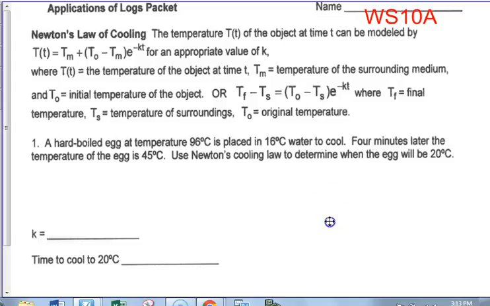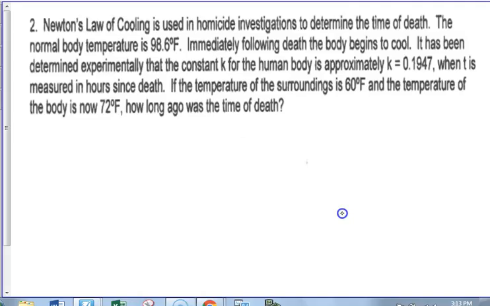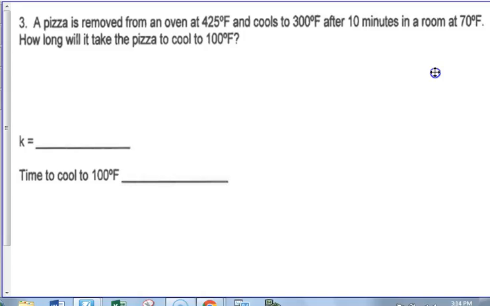All right. This is Newton's law of cooling on 10A, so we're going to skip that one. This is Newton's law of cooling where they give you the constant, so this is an easier question. Okay, you don't find the constant first. It also doesn't give a label. I assume it's hours. It's a dead body question.